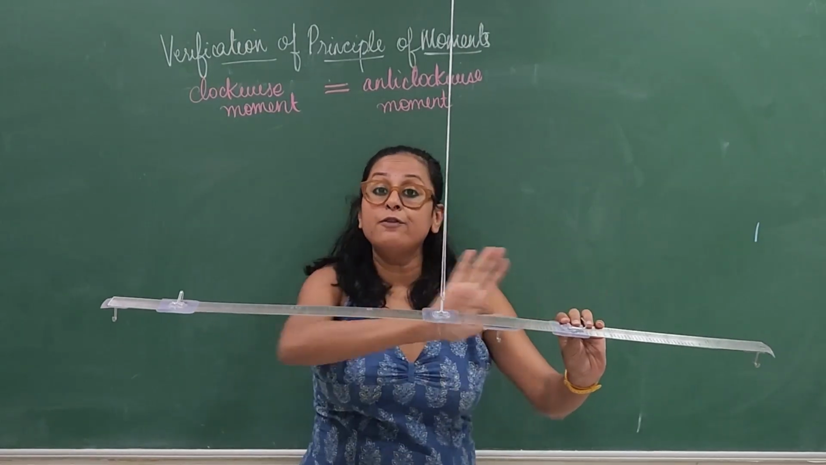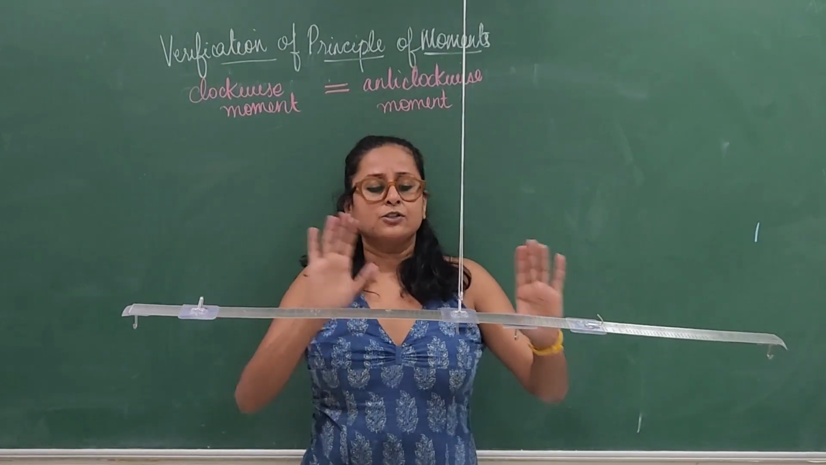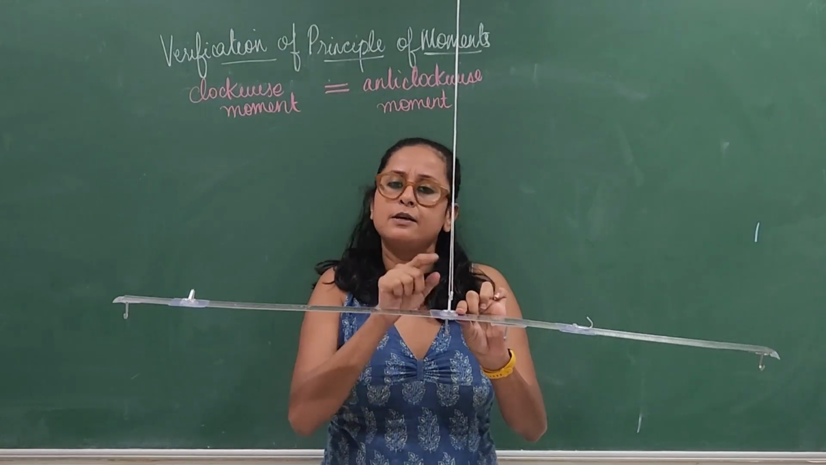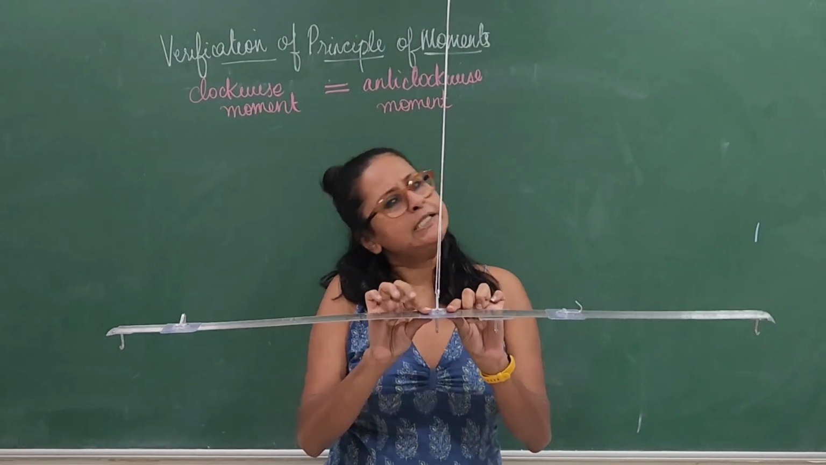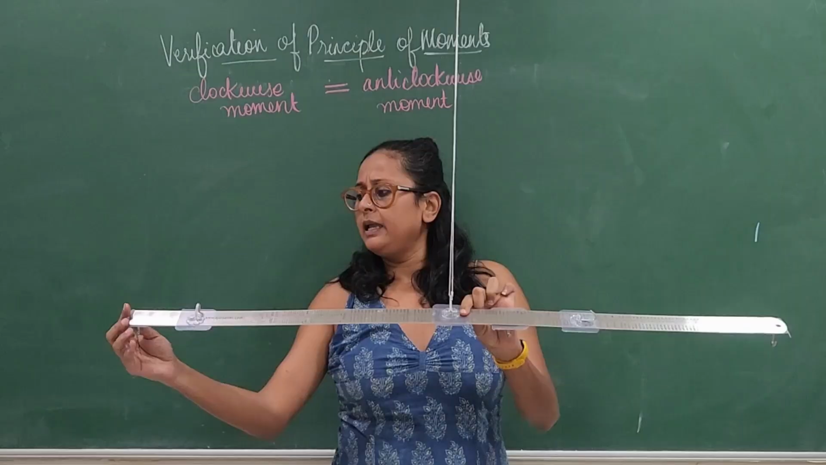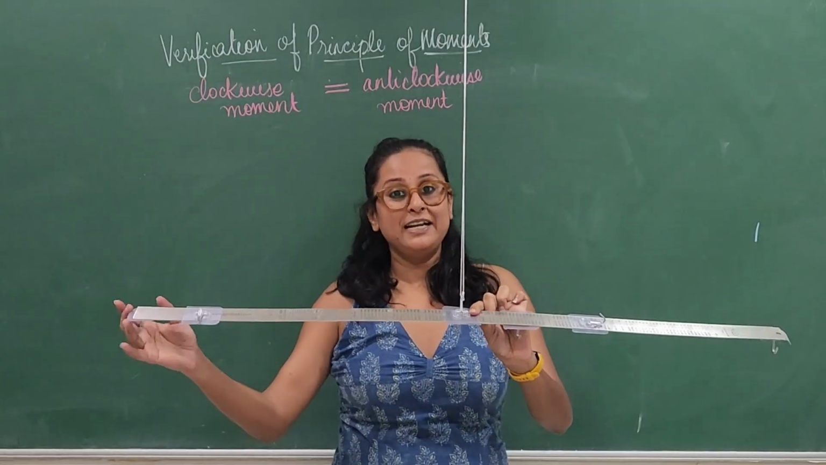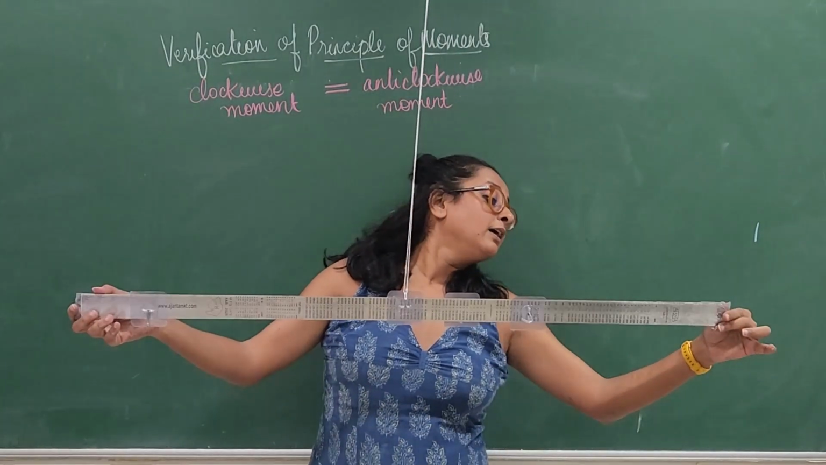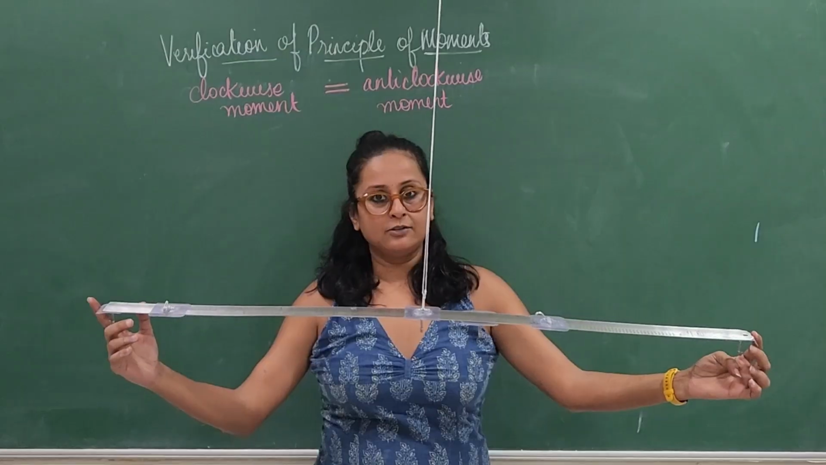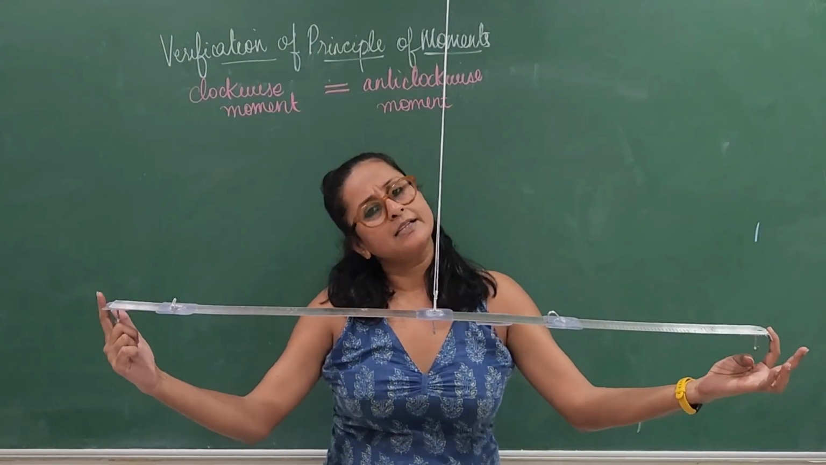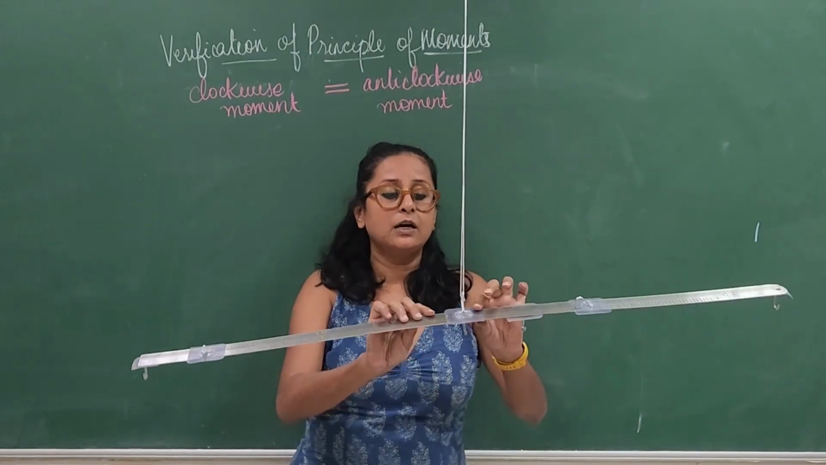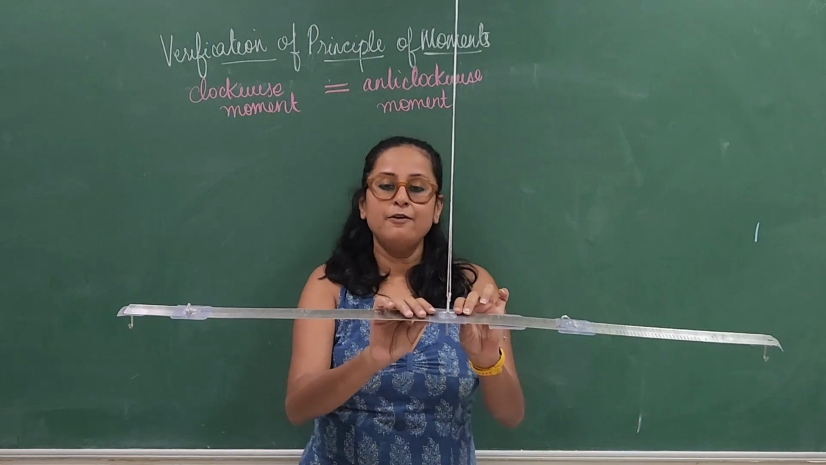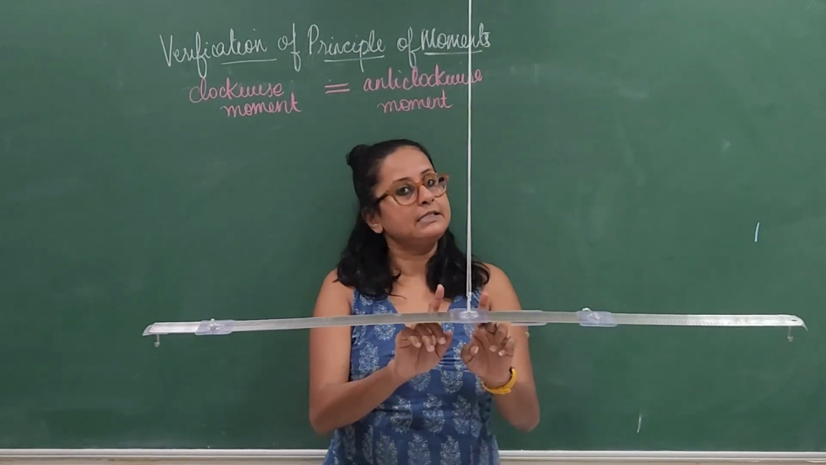The density is uniform throughout the scale. So here I have fixed the fulcrum at the 50 centimeter mark. This is my 0 centimeter mark and this is my 100 centimeter mark. Together it makes 1 meter, that is 100 centimeter. Now here I have fixed the fulcrum or the pivot at the center.